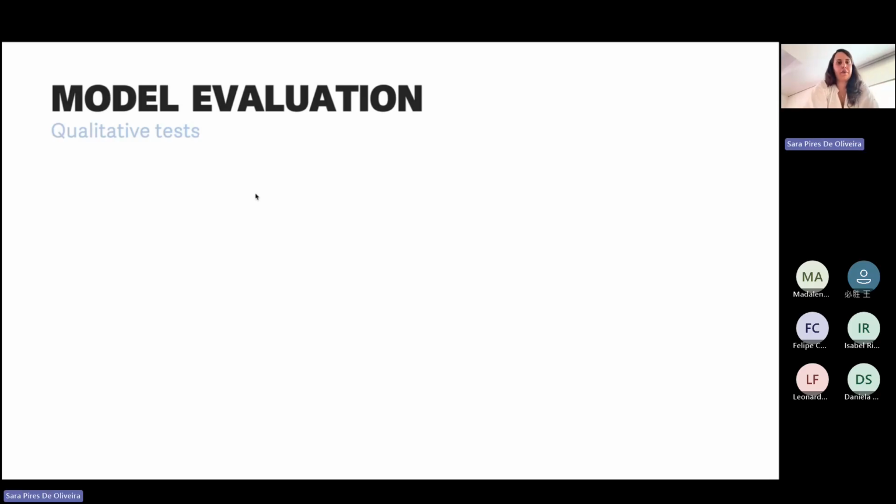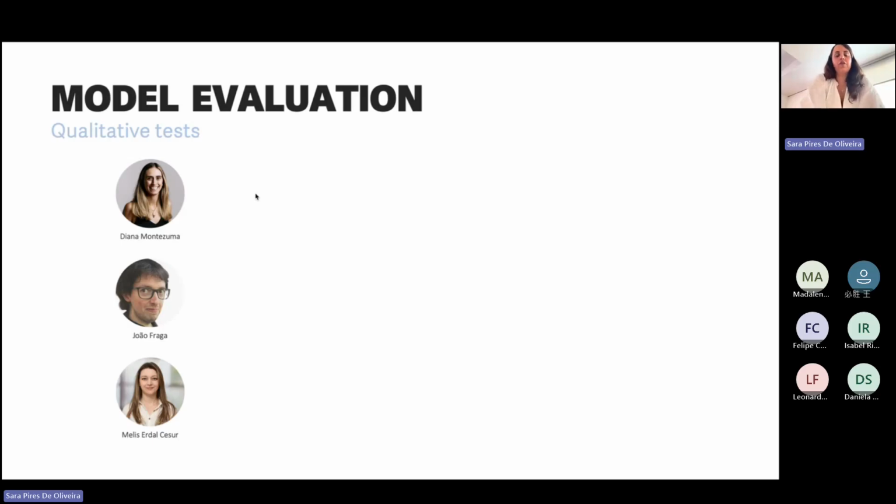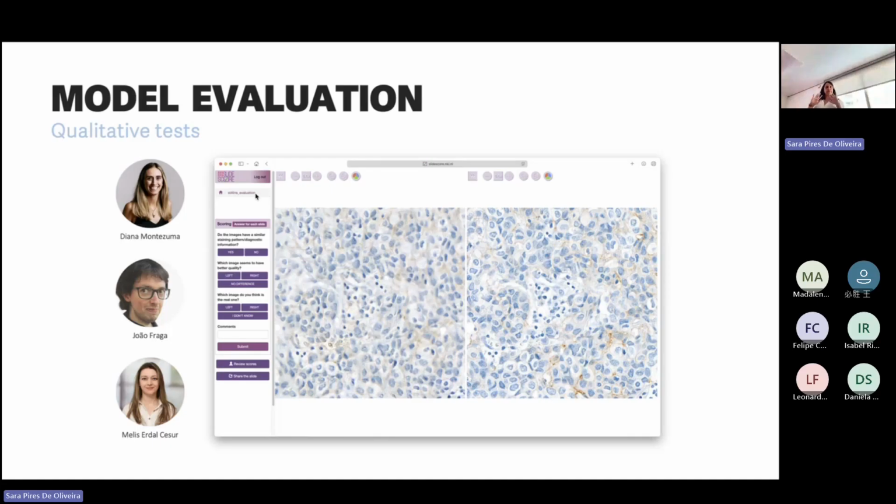And we asked 3 pathologists to evaluate 500 randomly selected images from our test set. These images are also spread across those first scores that I showed, from the less stained to the more stained. They were seeing the images side by side, the real one and the one generated by our model.